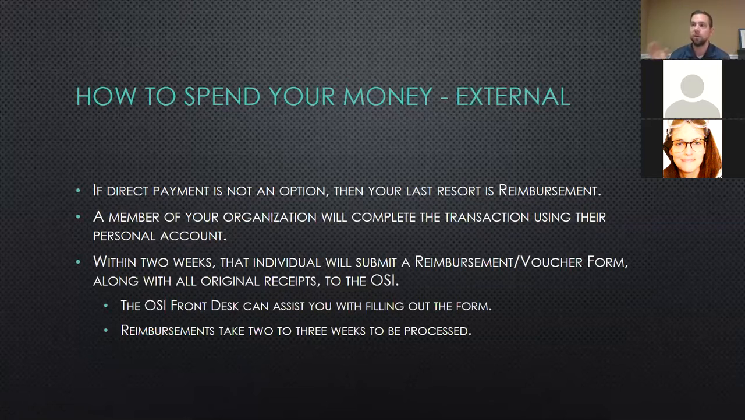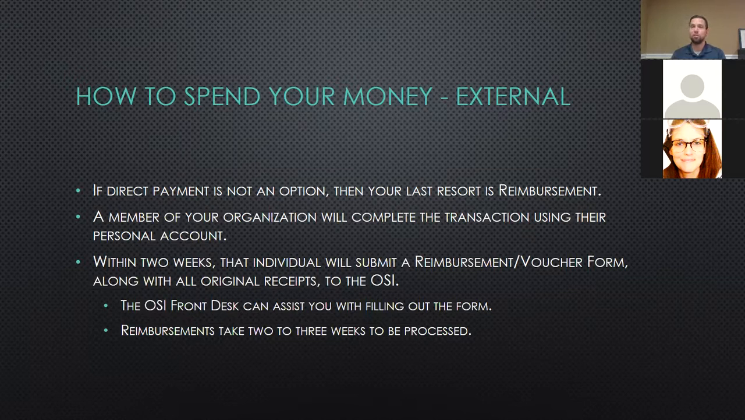So for reimbursement, either you or another member of your organization is going to go buy those supplies or pay that invoice using their own personal money. Within 2 weeks after that transaction happens, you're going to submit a reimbursement voucher form to our office along with the original receipt or receipts for your purchase. The OSI front desk can assist you with filling out that form. They've got an example one up there that can show you what boxes to fill out.